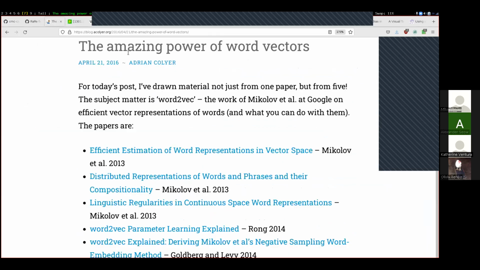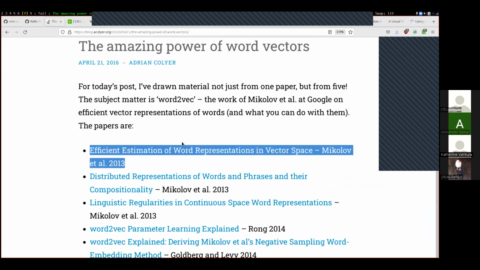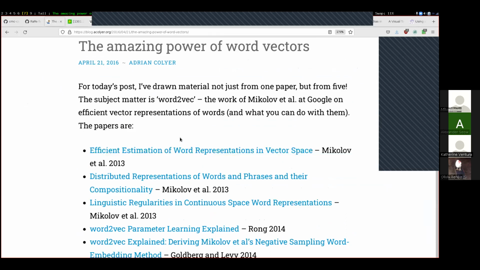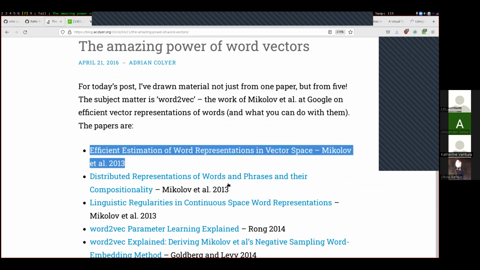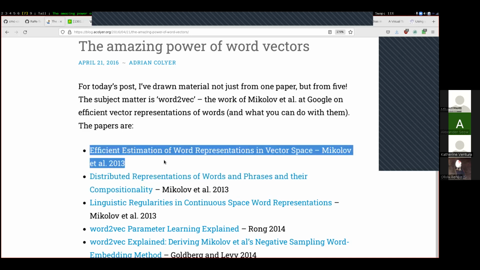If you click on that link, you'll come to this web page over here, The Amazing Power of Word Vectors. I just want to highlight a historical note first: these five papers down here are the ones that first introduced this idea of word vectors. And this one up here in particular is the very first one.